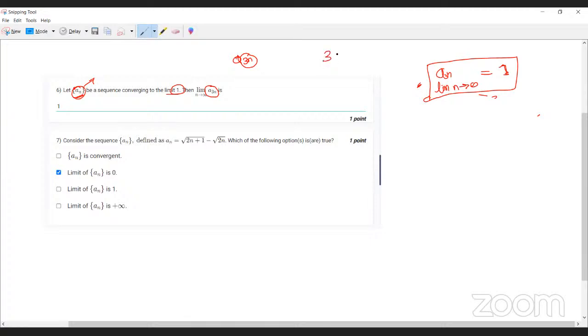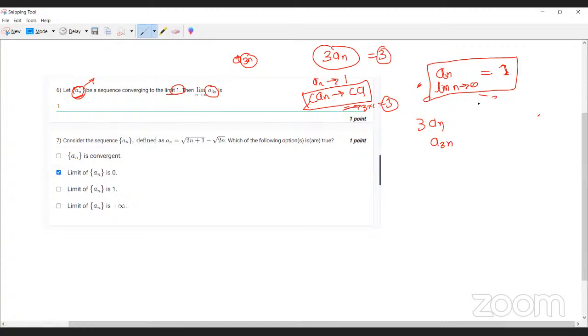If I say it is 3 times a_n, then in that case the limit will be 3, by applying the property of limits. For a_n tending to 1, my c times a_n tends to c times a, right? This is my property. Here c is 3, so I will get 3 times 1, that is 3. So these two are different things: 3 times a_n and a_{3n} are different.